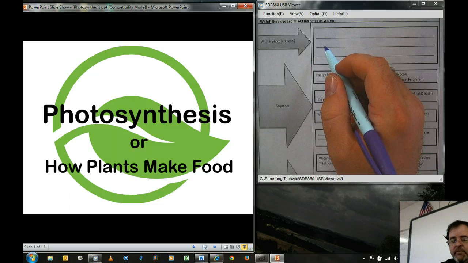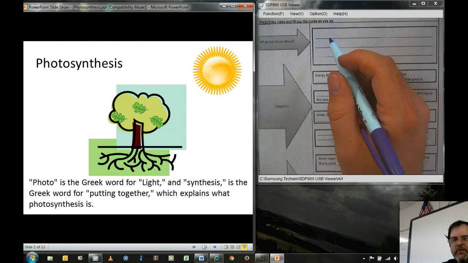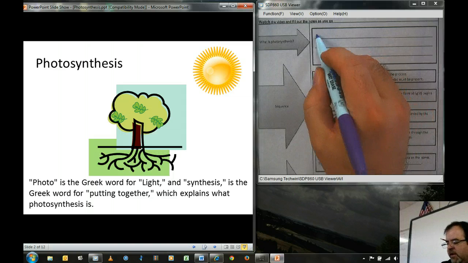Photosynthesis, that's how plants make food. Photo is the Greek word for light, and synthesis is the Greek word for putting together, so that's kind of how we came up with the word photosynthesis. So photo is light.